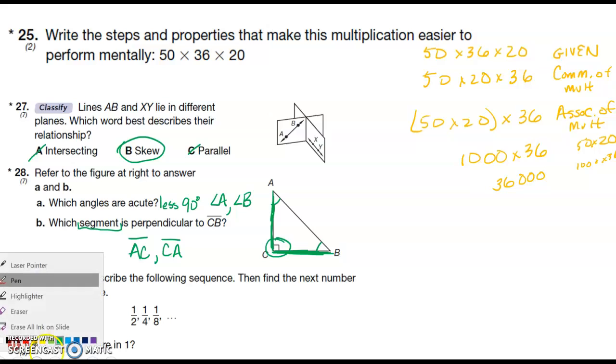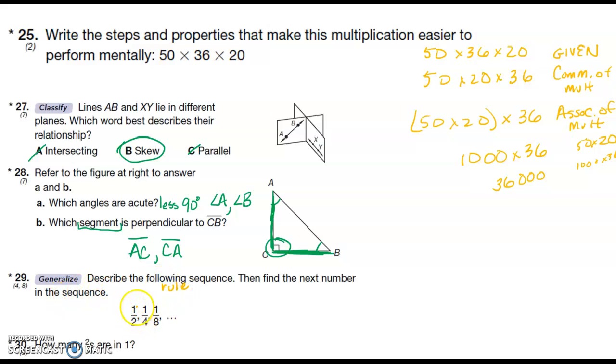All right, let's change colors. Describe the following sequence and then find the next number. So I'm supposed to give the rule. It looks like I'm multiplying by 1/2. Okay, because 1/2 times 1/2 is 1/4 times 1/2 is 1/8. And then I need the next number. So if I multiply by 1/2 again, I get 1/16, and that's the next number.